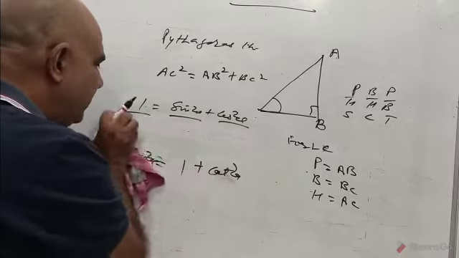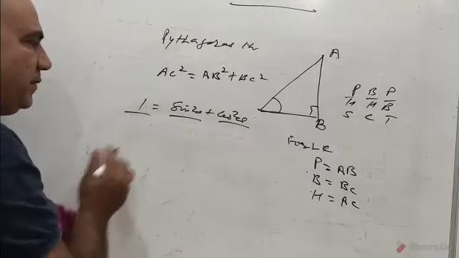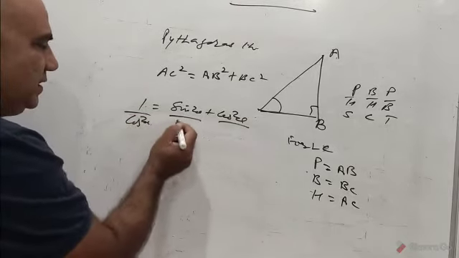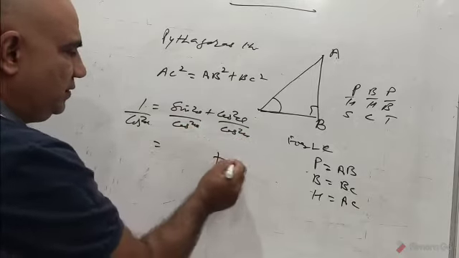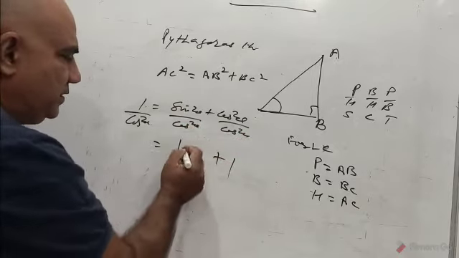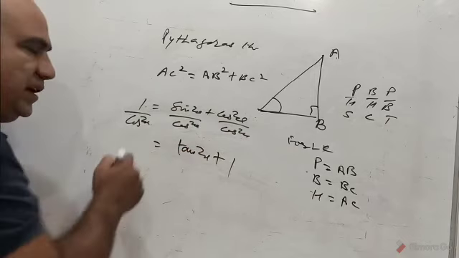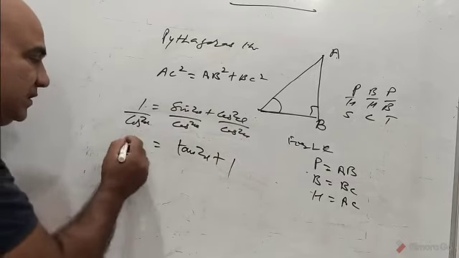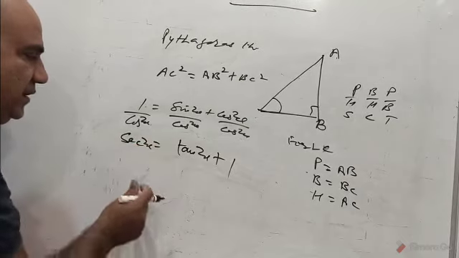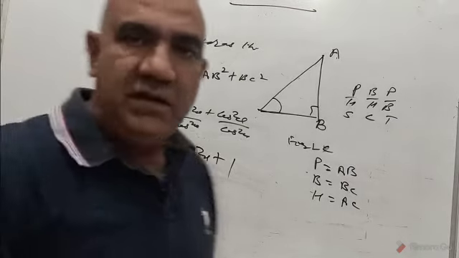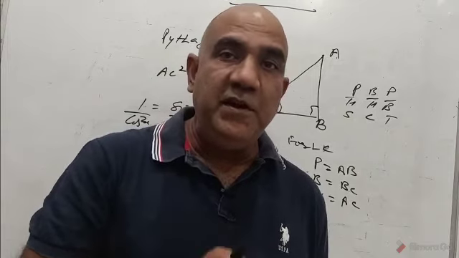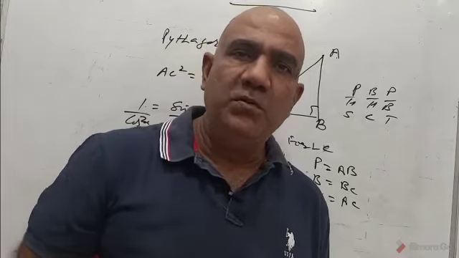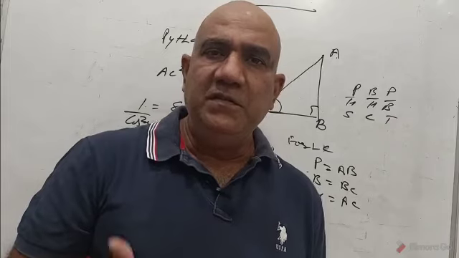Rather than dividing by sine square, we could have divided by cos square theta throughout. So this becomes 1, and sine upon cos squared is tan square theta, and inverse of cos square is sec square theta. So this is another way of finding the trigonometric identities. I believe it must be amply clear to you how to go about finding identities of trigonometry.